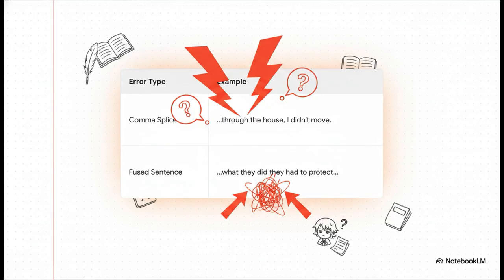Below that, we see a fused sentence, often called a run-on. I now realize why they did what they did. They had to protect themselves. Here, independent clauses run together without punctuation. Pointing these out helps the writer clarify their thoughts.